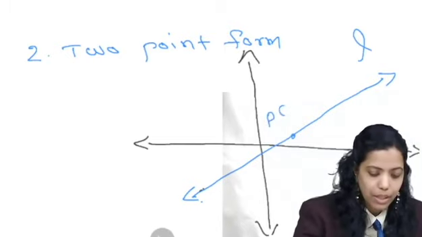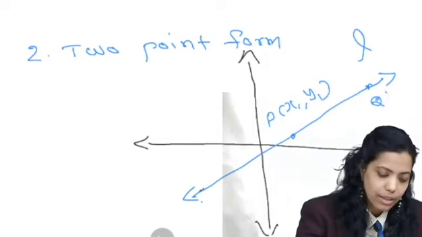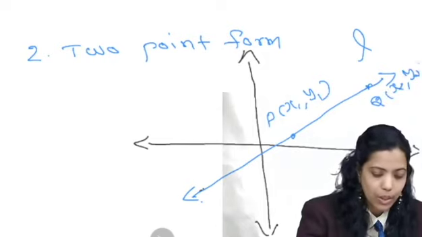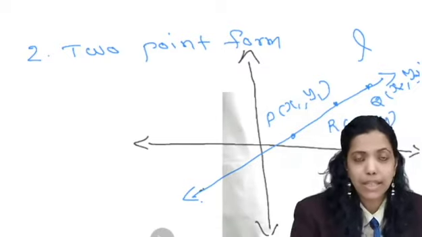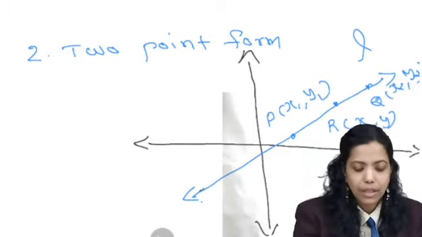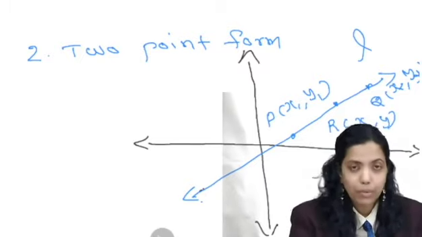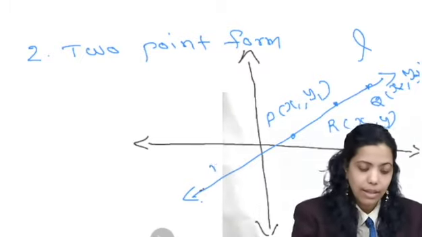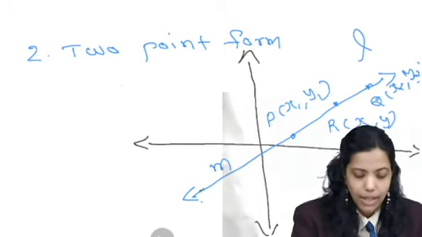Let the first point be P, say x1, y1, and the second point Q, x2, y2. Here I consider one more point, say R, let it be x, y, the general point. As we know, if 2 points are given, how do we find the slope of the line? Here we can denote m as the slope of the line L.